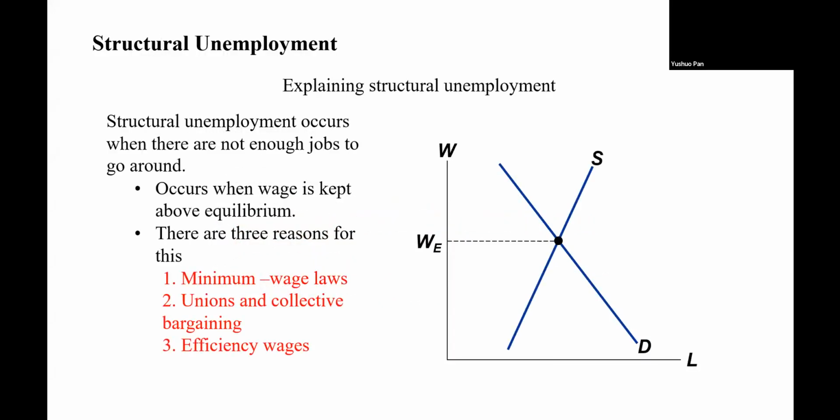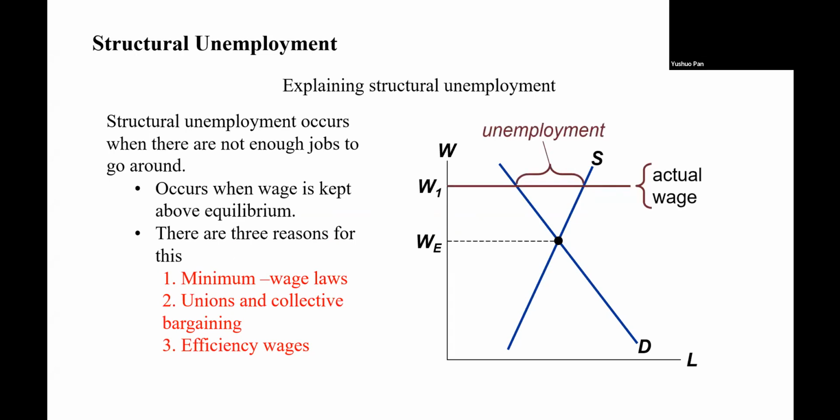Now, structural unemployment. The difference again between structural and frictional is the long term versus the short term, right? UI is the short term, and in this part we are going to talk about the long term. Structural unemployment usually occurs when the wage is kept above the equilibrium, and there are three reasons for this. The first is minimum wage law. The second is unions and collective bargaining. And the third one is the efficiency wage.